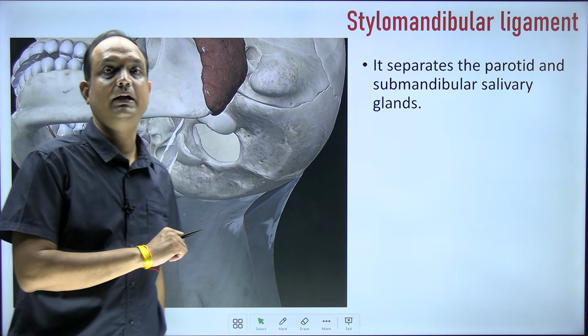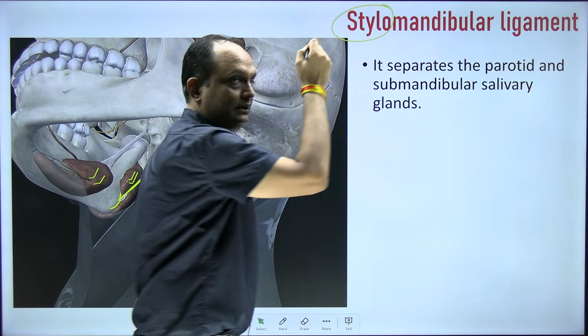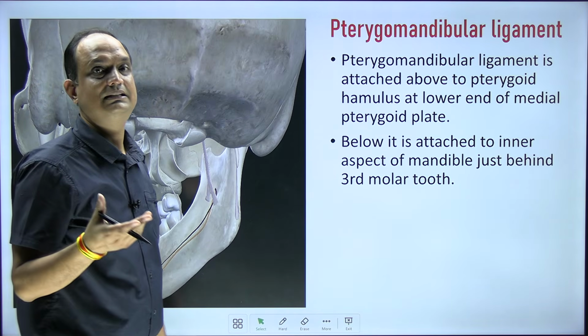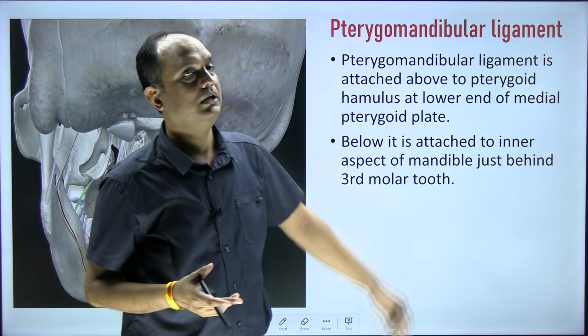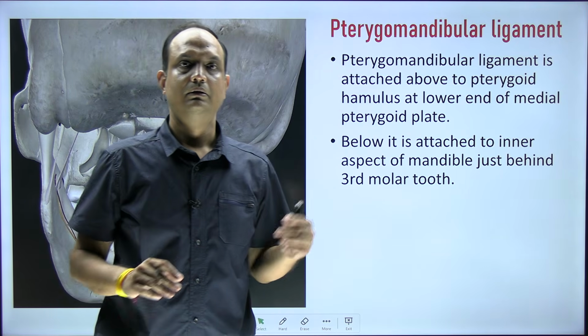Is it sphenomandibular or stylomandibular? Answer is stylomandibular. Clear? Now we will have another accessory ligament, the pterygomandibular ligament. Sometimes it is also known as pterygomandibular raphe.